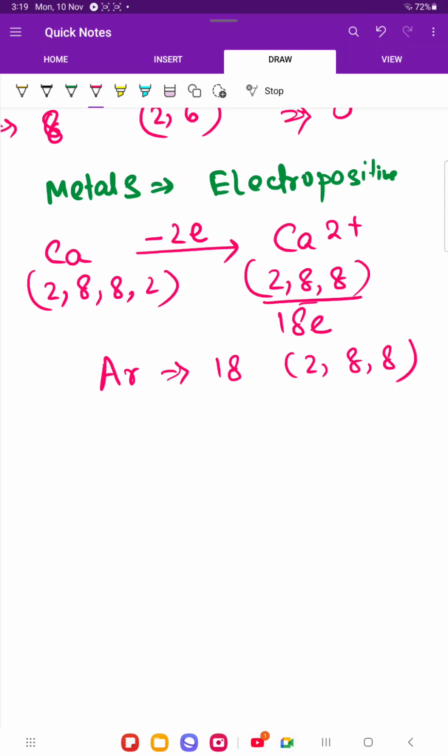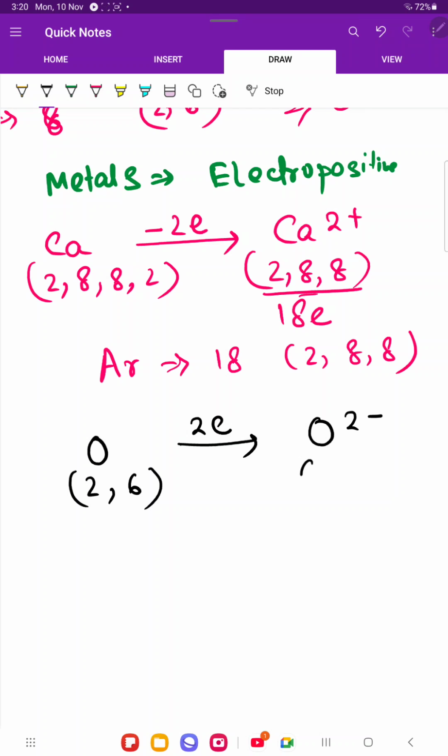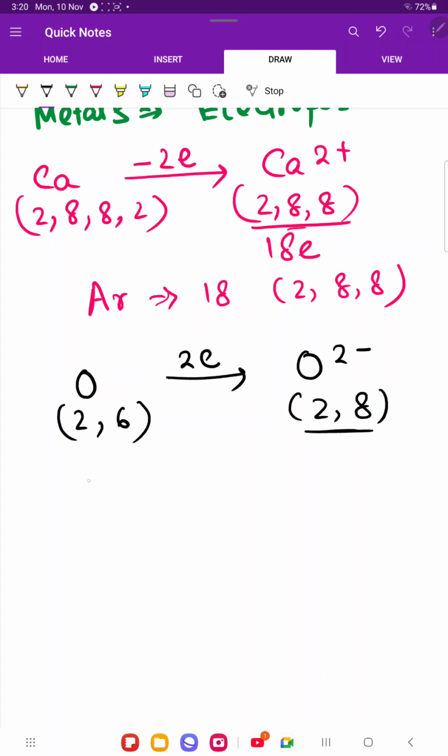That means they can accept electrons to gain stability, right? How will it happen? Oxygen has 8 electrons in total, so 2 and 6 is the electronic configuration. Now if it accepts 2 electrons, it will be oxygen 2 minus, and the final electronic configuration will be 2 and 8. So who has this configuration? Neon has this configuration, because neon has 10 electrons and the configuration is 2 and 8, right? Now both calcium and oxygen have got the nearest inert gas configuration.